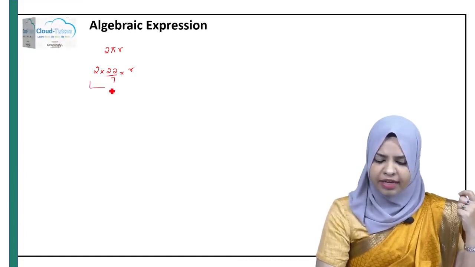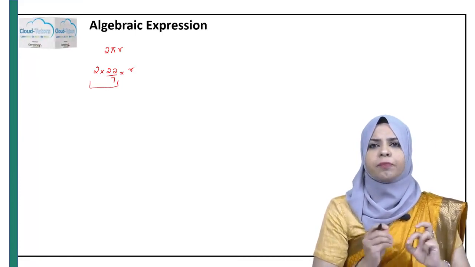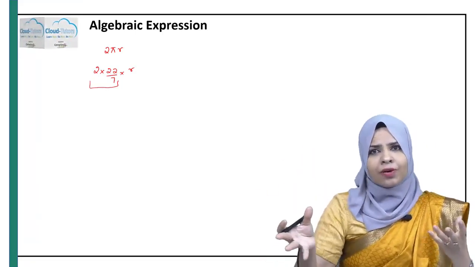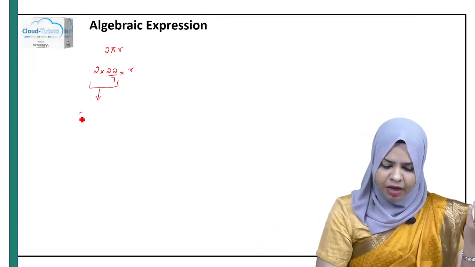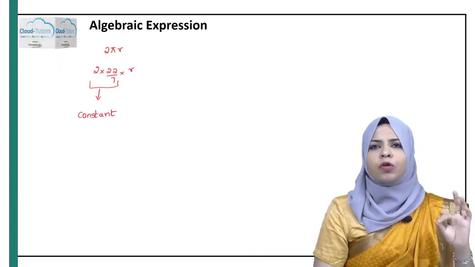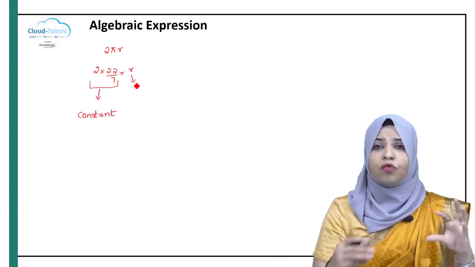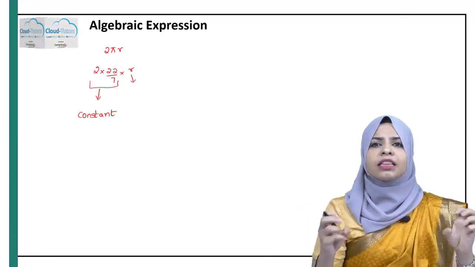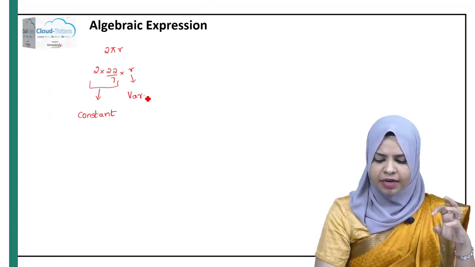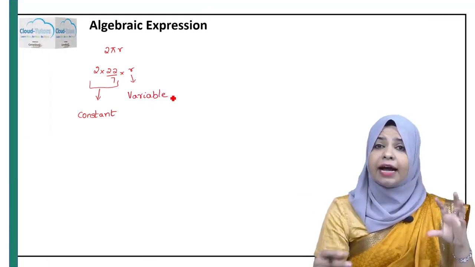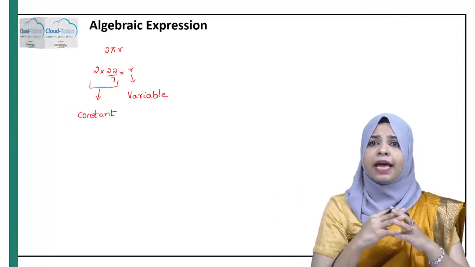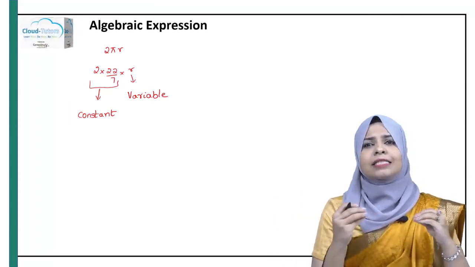So what I'm trying to say here is 2 into 22 by 7. Will it change? Will it vary for different types of circles? No, right? That is why we call this a constant. 2 into 22 by 7 is called a constant. What about r? For different circles, the value of r keeps changing. So that is why we call that a variable. When a constant and a variable come together, they form an expression. In this example, it is a simple expression.